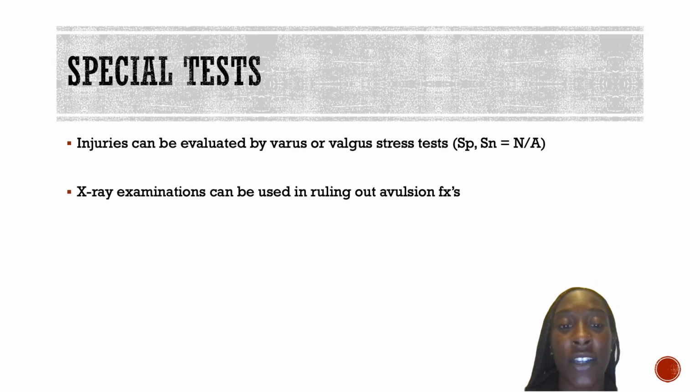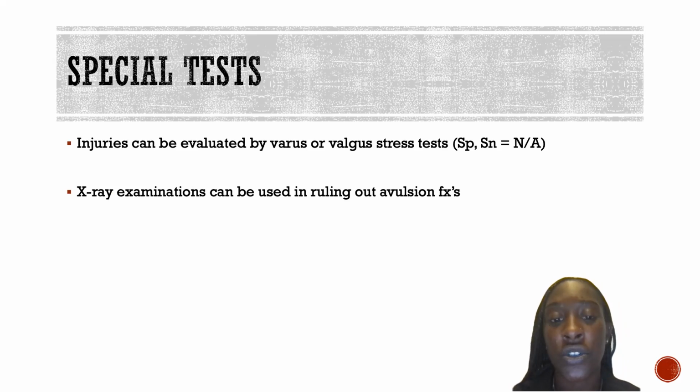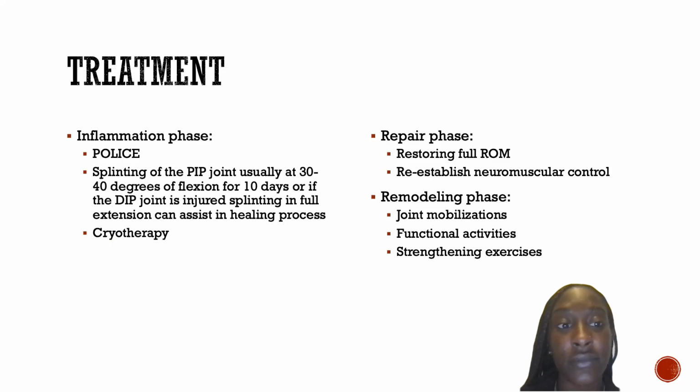X-ray examinations can also be used to help rule out avulsion fractures, depending on the severity. We also want to make sure we're ruling out other injuries, and we're really focusing in on that one specific injury. And there can be multiple, but you don't want to overlook anything. So X-rays for sure for your fingers.